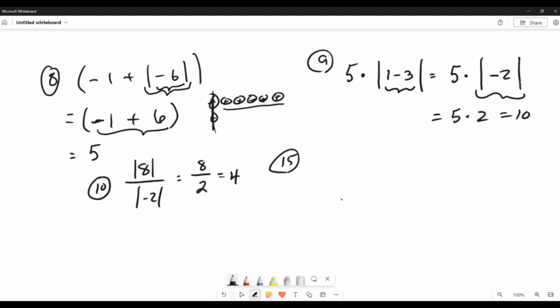And then number 15, negative absolute value of 5 over absolute value of negative 5. Absolute value of 5 is 5, but the negative on the outside makes this negative. The absolute value of negative 5 is positive 5. Negative 5 divided by positive 5, negative divided by positive gives us a negative answer, and the answer is -1.